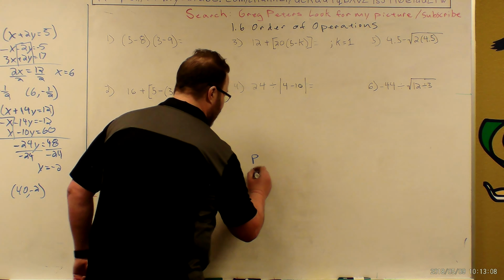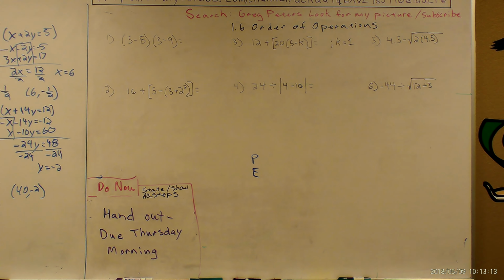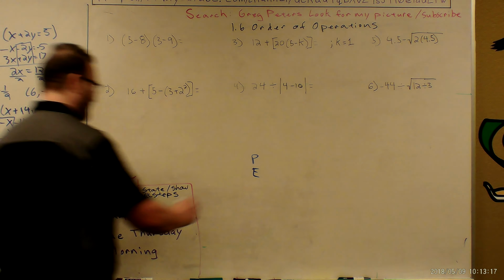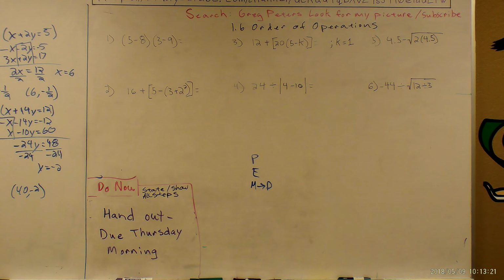Parentheses. What does the E stand for? Exponent. What goes next? And tell me the order. Multiplication. And what direction? Left to right. Thank you. Multiply, divide, left to right. What's the last one? Add and then subtract.